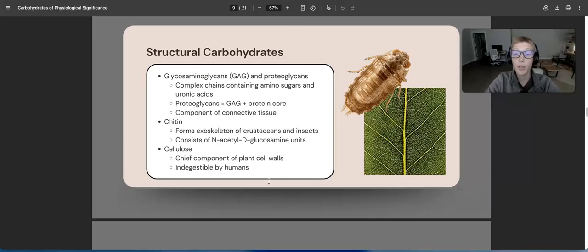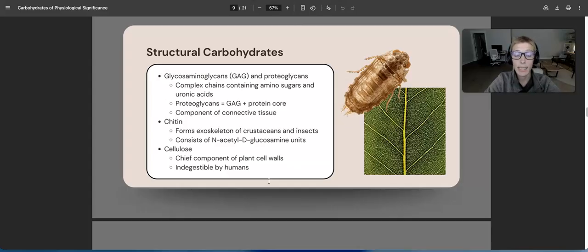There are several structural carbohydrates, such as GAGs or glycosaminoglycans, which are complex polysaccharide chains containing amino sugars and uronic acids. When they coil around a protein core, they form proteoglycans. Proteoglycans are a component of connective tissue, and often, because of their ability to absorb water, lubricate connective tissue in a way that facilitates smooth and pain-free movement.